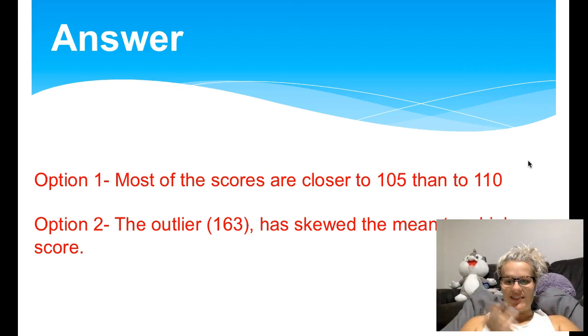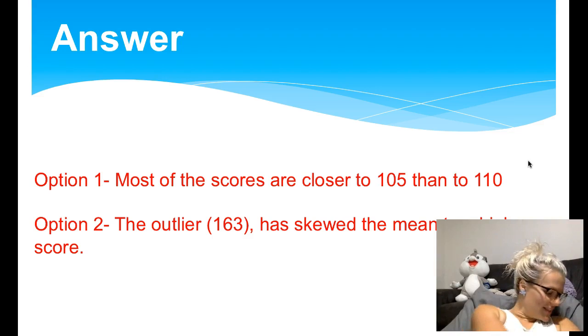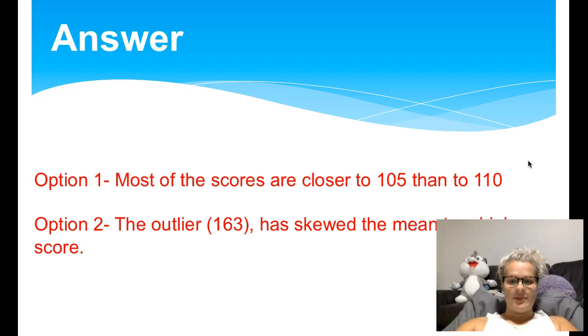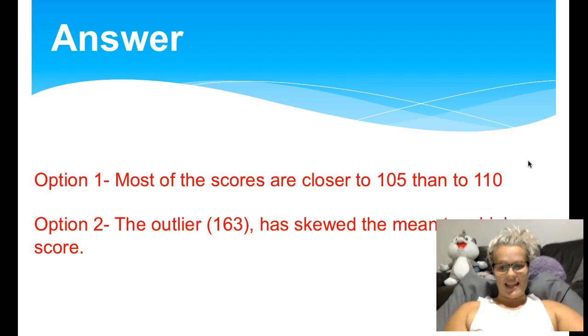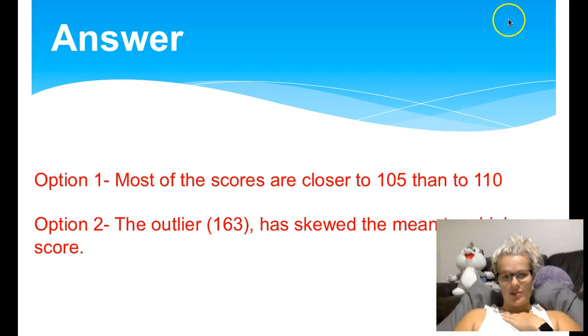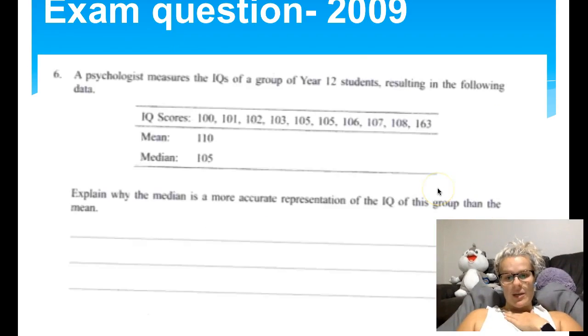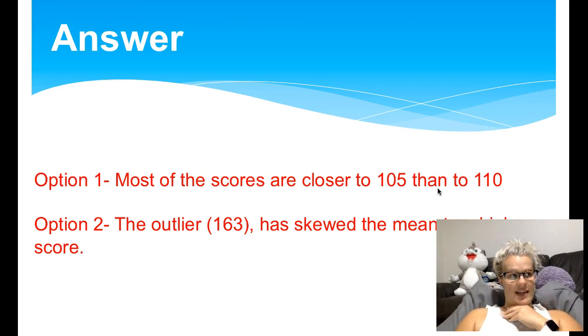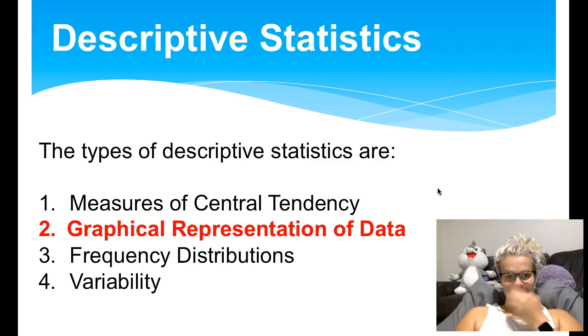Okay, so if you haven't got there already, your first option is that most of the scores are closer to 100 to 105 than 110, and the second option for that one is that the outlier is there and it has skewed the mean to a higher score. So both of those options would give you the 2 marks to get full marks on that question.